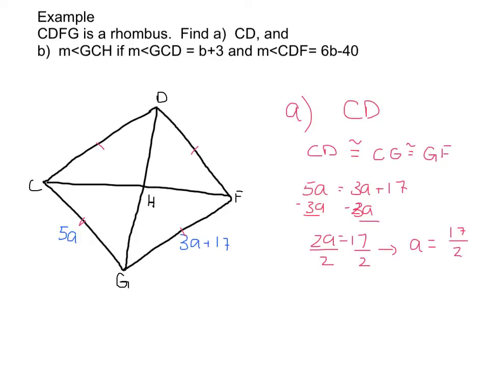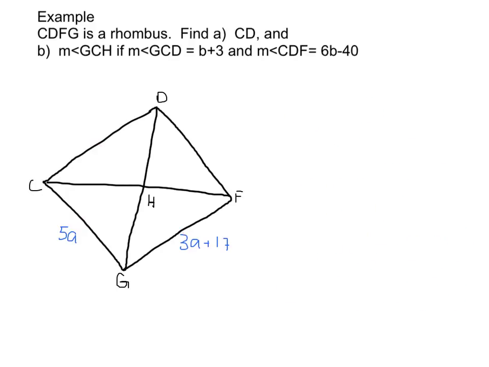Now that we have A, remember that our directions are not to find A, our directions are to find CD. Well, we don't have anything talking about A for CD, but we do know that CD is congruent to all the sides. So all we now have to do is find the length of a side. We know that CG is equal to 5 times 17 over 2. And if you multiply this out, you get 42.5. What this means is that every single length is 42.5, and therefore our answer is 42.5.